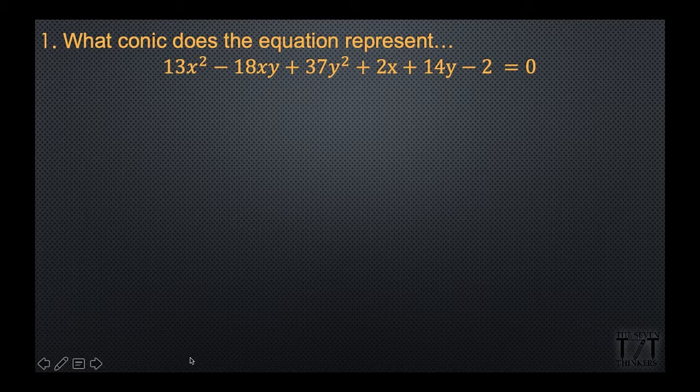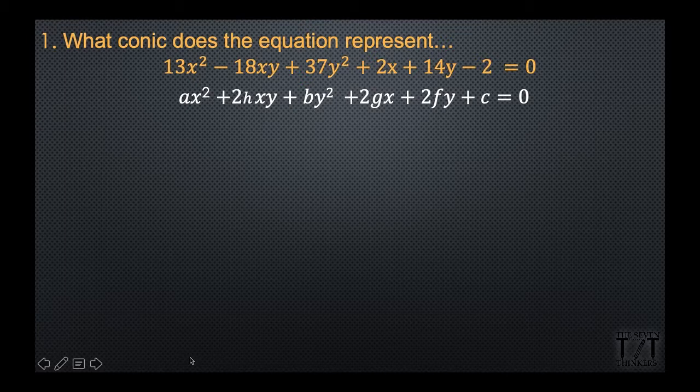We know that the general equation of a conic is of the form ax square plus 2hxy plus by square plus 2gx plus 2fy plus c is equal to 0. Accordingly, we can find the values of a, h, b, g, f and c, and using ab minus h square we can find the nature of the conic. So let us find a, h, b, g, f and c.